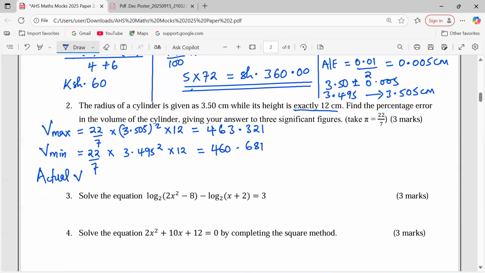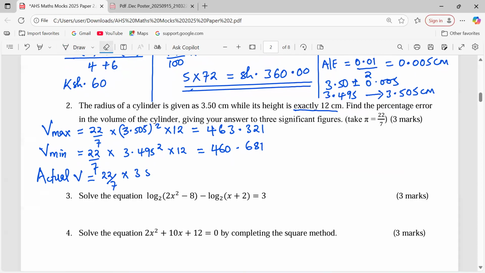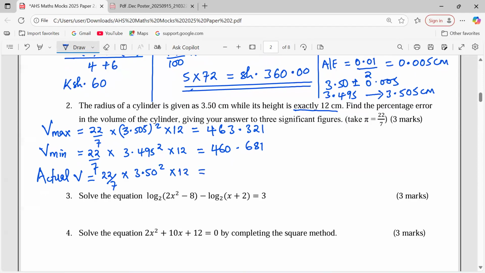What about the actual volume? The actual volume is the volume computed using the measurements just as they were captured, just as they have been recorded. 3.50 squared times 12, so 22/7 multiplied by 3.5 squared multiplied by 12. This gives us exactly 462.